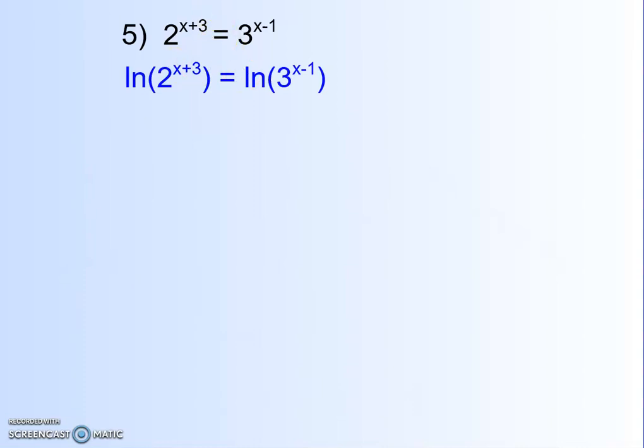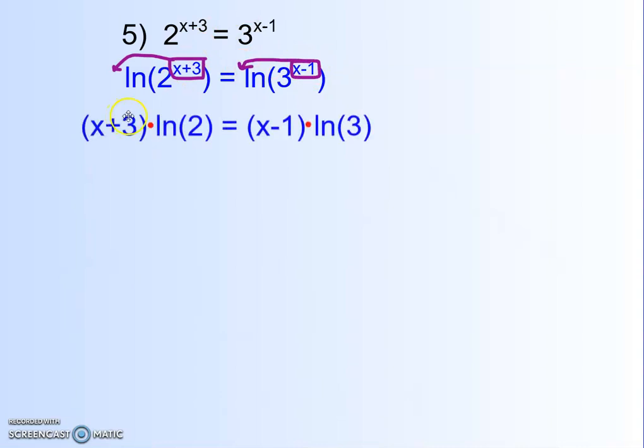Now that I have a logarithm involved, I can take this exponent, the whole exponent, and I can bring it down. Same on this side. I can take this exponent, and I can bring it on down. Let's see what we get. Now remember, it's the whole exponent, the quantity x plus 3, times the natural log of 2. It's the whole exponent, the quantity x minus 1, times the natural log of 3.